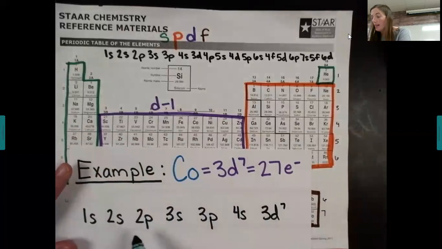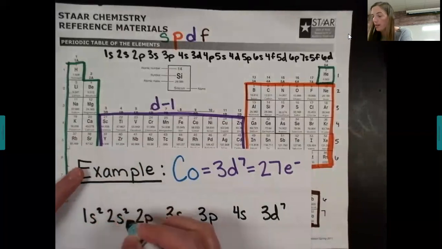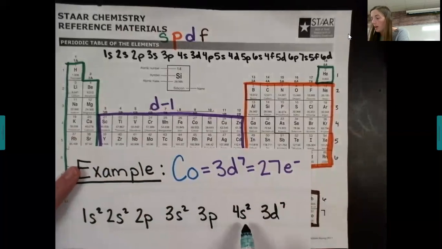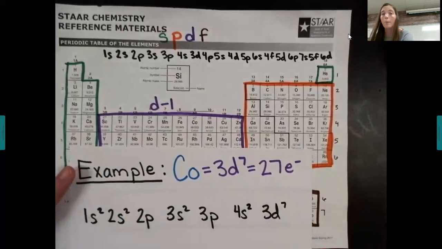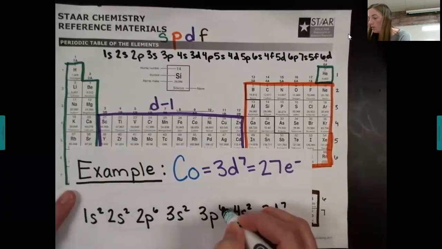And then my s's have how many? 2. Sorry, I have a 2-year-old, and that's how she says 2. All right, so I'm putting a 2 next to all the s's, and p's have how many when they're full? 6. She doesn't say 6 yet, so I can say that normal.